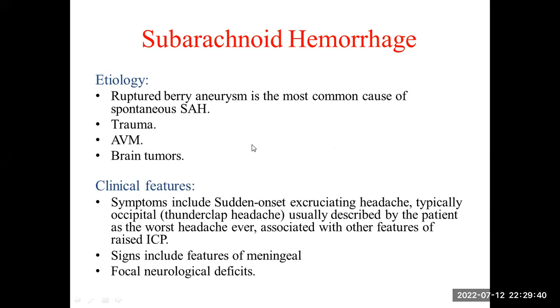And along with this headache, the patient also can have features, again, related to increased intracranial pressure, as we discussed previously. There might be altered consciousness. The patient might develop vomiting. There might be visual impairment, and the patient can also develop seizures, the same features as seen in intracerebral hemorrhage.